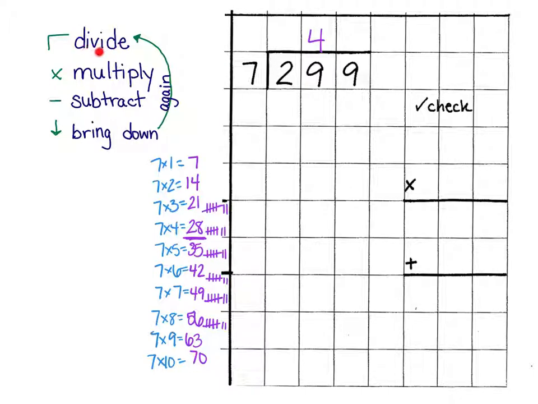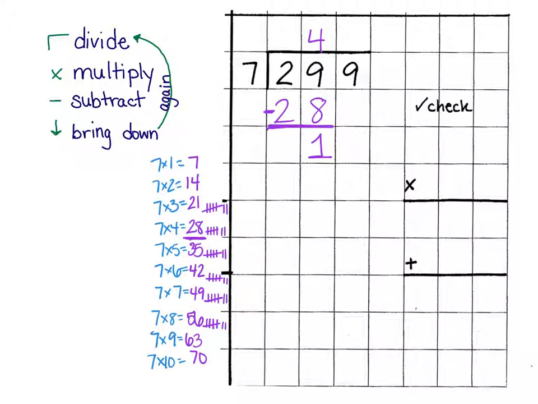Now that we've divided, let's multiply. 4 times 7 is, we just found that out, 28. So we write 28 under 29. Now that we've multiplied, let's subtract. 29 minus 28, and only put your line to subtract right here in these 2 columns, because we don't want it going over here, because then we might forget to bring down our next 9. So 29 minus 28 is 1.